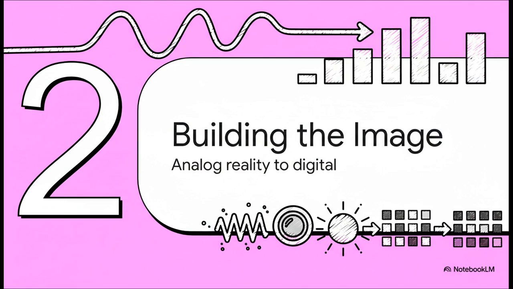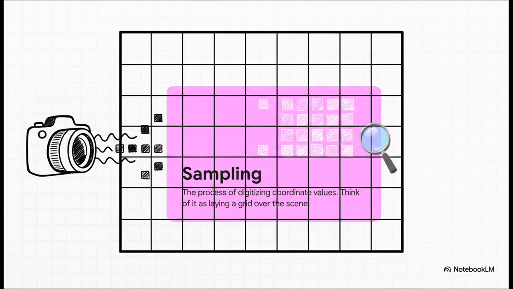Okay, so we've got this continuous electrical signal. But here's the thing. Computers don't speak analog. They speak in numbers, in ones and zeros. So now we have to perform a translation. The first part of that translation is called sampling.